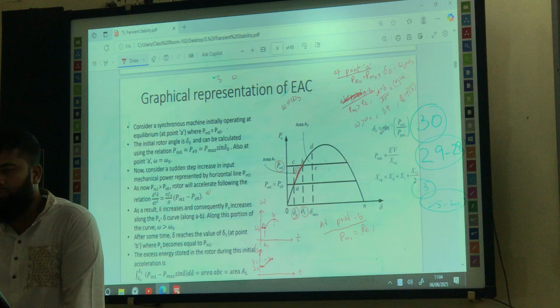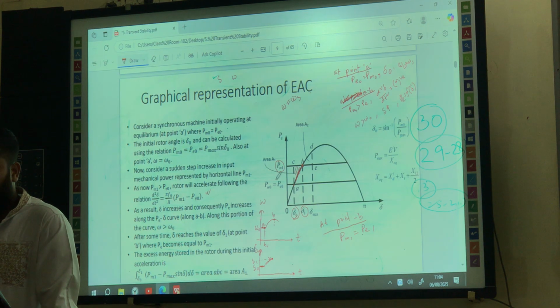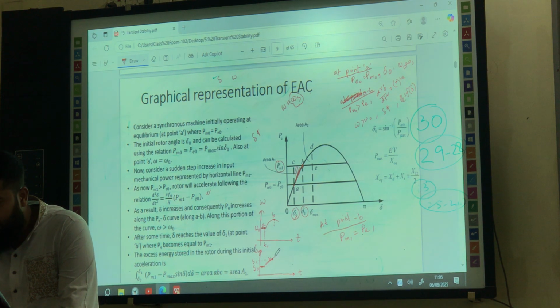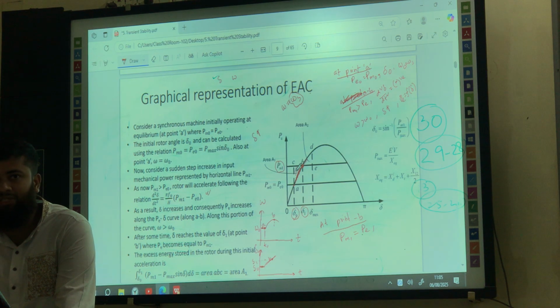Why? Because the rotor is not yet coming to the synchronous speed. It is still higher than the synchronous speed. So the delta will still be increasing, right? That means this delta will still increase like this. Okay? That means we are now in this region. Okay, have you understood? From this point, due to the inertia and due to this stored energy, we will go further, right? We will go further. And now the delta will increase, which means we have to go in this direction, right?